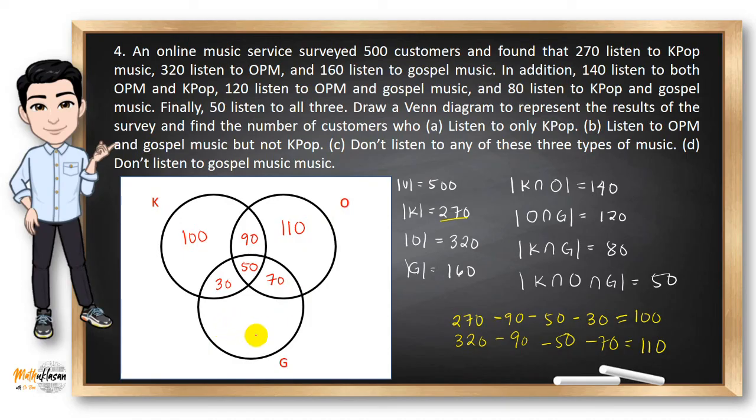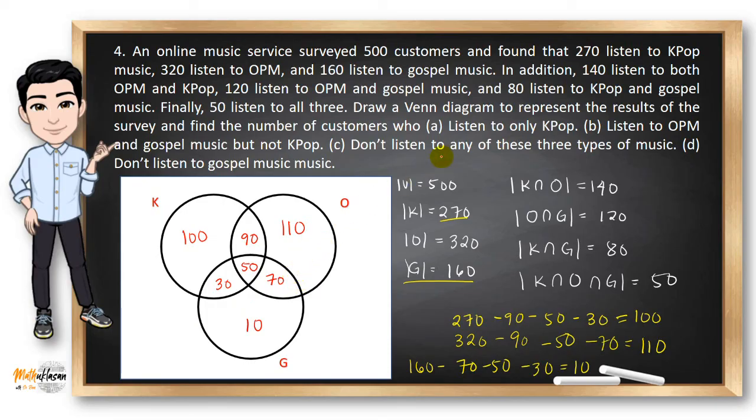And same process for those customers who listen to gospel music only. All we need to do is to subtract from 160, which is the cardinality for set G. So this is 160 minus 70, this one, minus 50, minus 30. Okay? So that we'll get 10. So there are 10 customers who listen to gospel music alone.